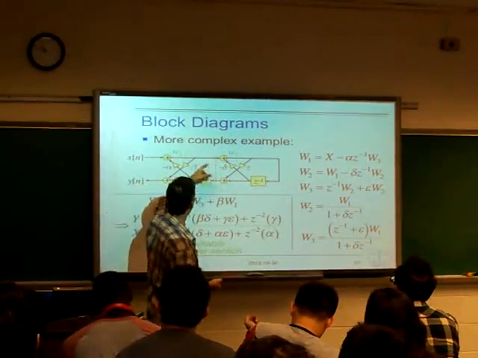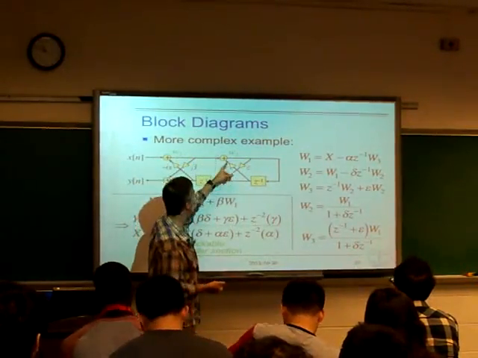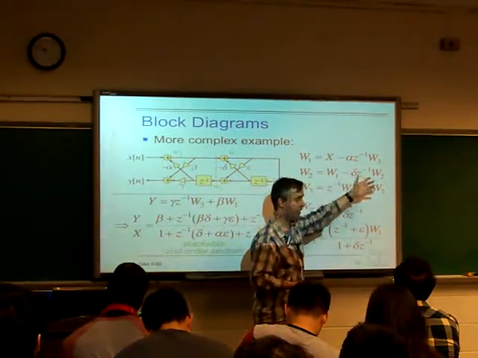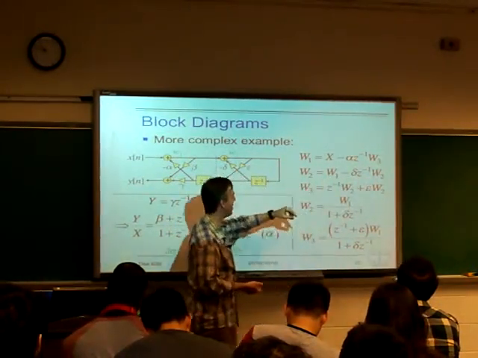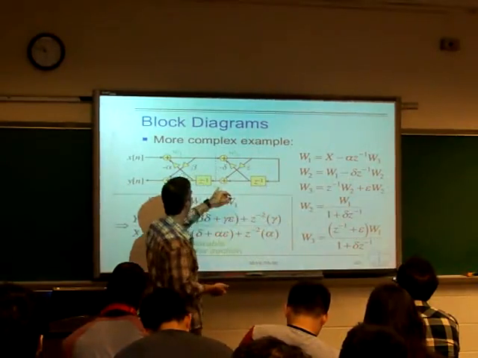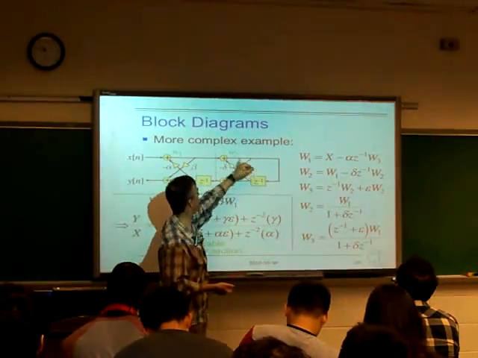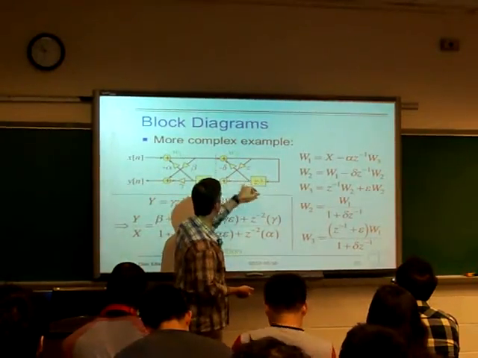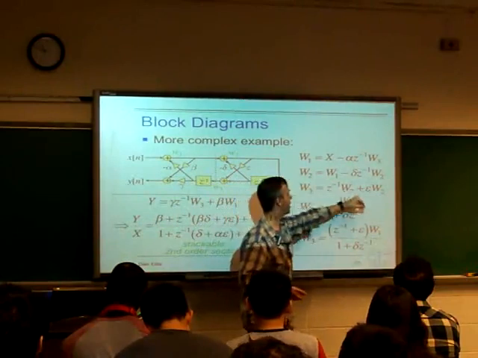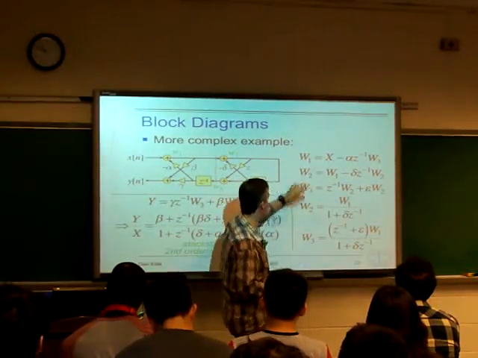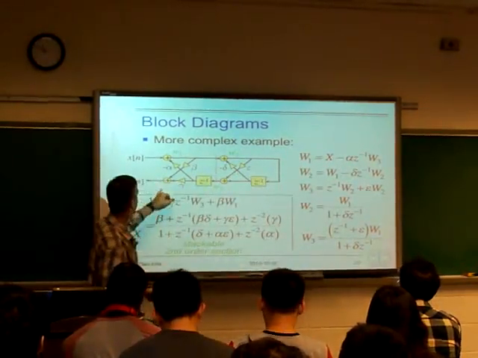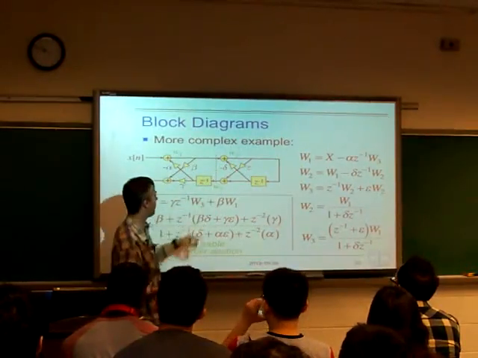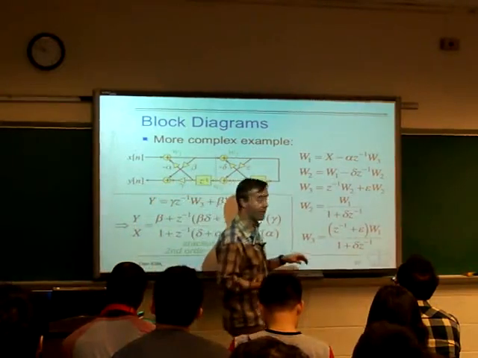For w2, just look at the inputs of the summation. Okay, well, there's w1 here, and then there's minus d z to the minus 1 w2. Okay, so it's fine. It appears on both sides, but we've still got algebra to come. w3 is just epsilon times w2 plus z to the minus 1 times w2. So here it is. Now we've got our basic equations. Then we've also got y as gamma z to the minus 1 w3 plus beta w1 here. So now we can start doing algebra to eliminate the variables.